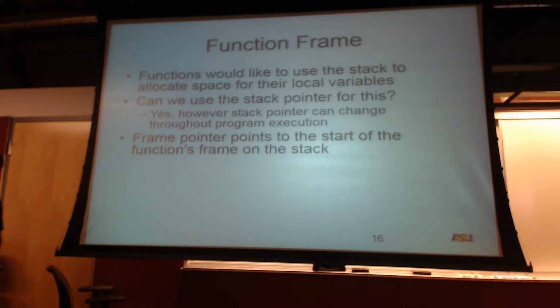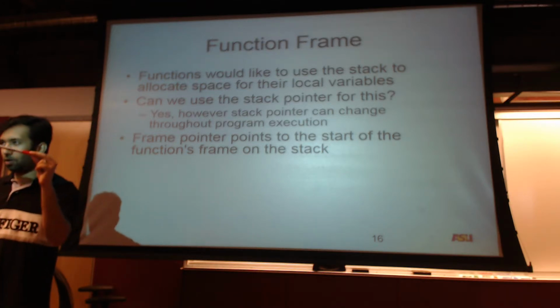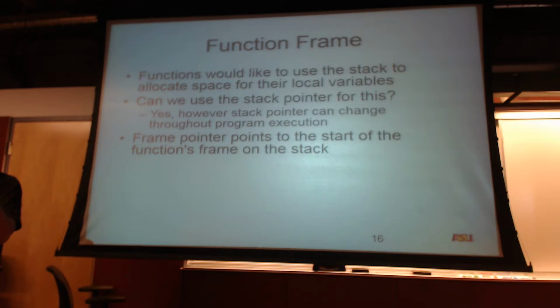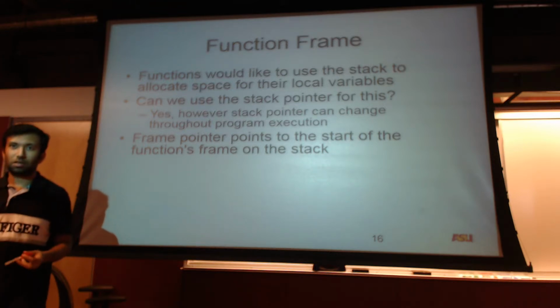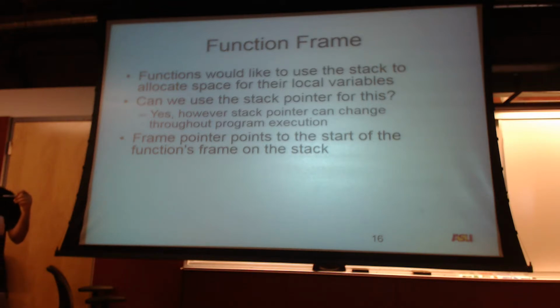For each function you have a frame pointer. The frame pointer points to the start of the stack for a particular function, and then the stack pointer changes. The stack pointer can change, and you know whether you are in a particular function frame or not by using the frame pointer. So there are two pointers for each function. One is the frame pointer, which points to the start of the frame of a function, and the other is the general stack pointer, which keeps on changing. The frame pointer does not change. It always points to the start of the function's frame.